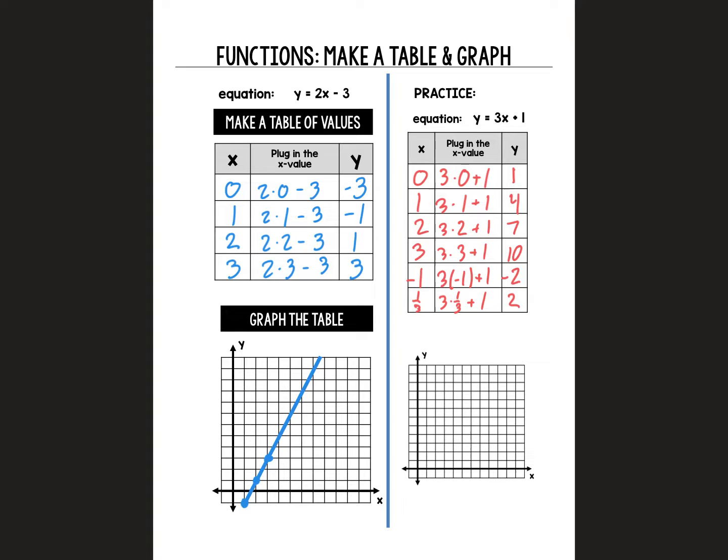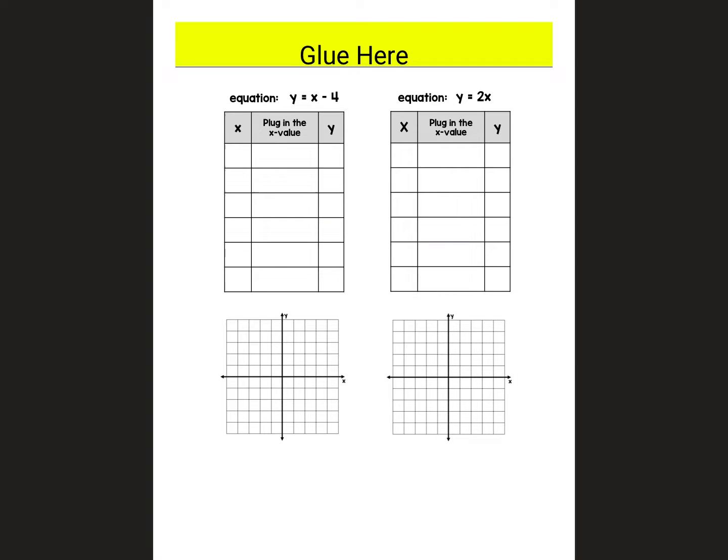So we're going to start plotting these points. We have (0, 1), (1, 4), (2, 7), (3, 10). (Negative 1, negative 2) will not fit on the graph, but (1/3, 2) will. We then draw a line through all of our points. Pause the video and try these two problems.